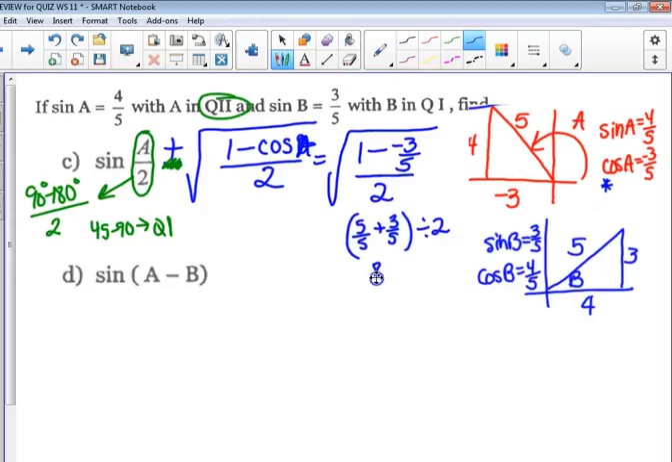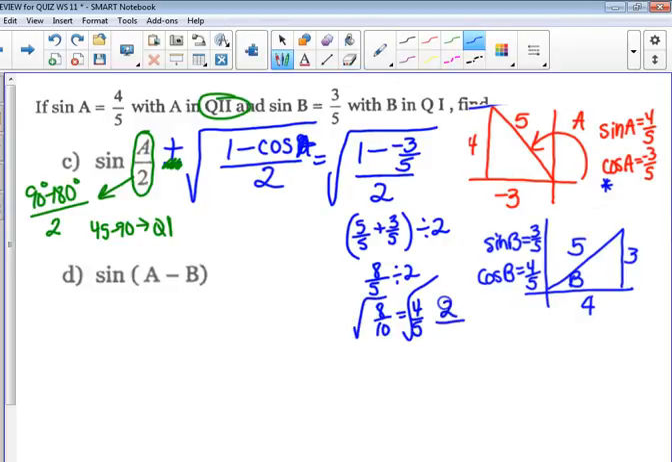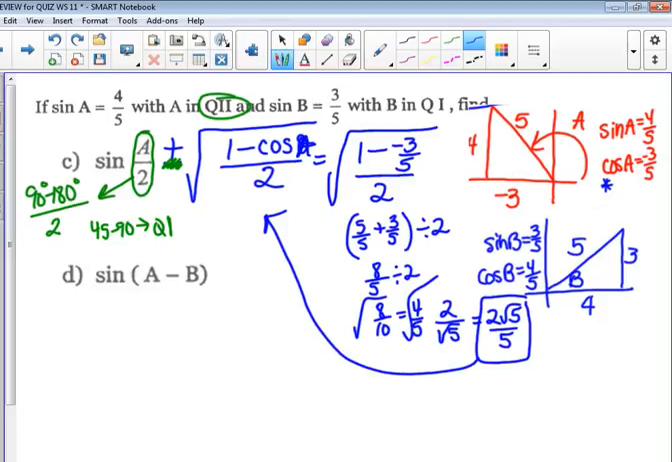Yeah, I got 8/5 divided by 2 is 8/10 or 4/5, but it was under the radical, right? Okay, square root of 4 is 2. This was all under the radical. 2 over the square root of 5, which becomes 2 square roots of 5 over 5. All right, that's that one.